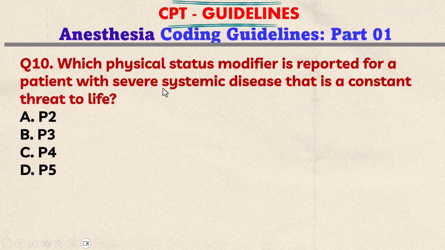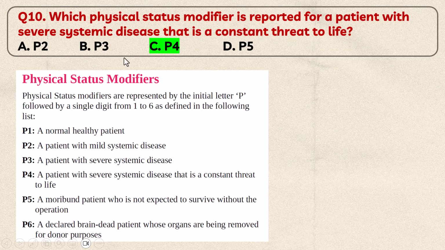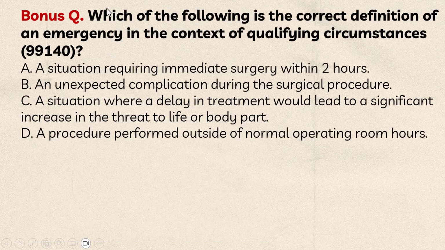Question number 10. Which physical status modifier is reported for a patient with severe systemic disease that is a constant threat to life? So there are 4 answers available. Think the answer. The correct answer is C, P4. When you look at the physical status modifier P4, a patient with severe systemic disease that is a constant threat to life.